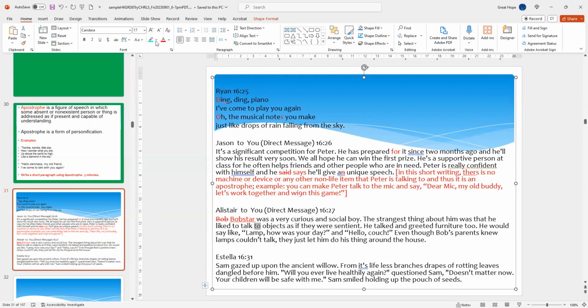Right, Alistair? Yeah. So hey, talking to furniture too. All right. So, well, don't use to, because if you say to, that means furniture is not object. They obviously are objects. So that's why you can say he talked to objects as if they were sentient. For example, he talked and greeted furniture. That would make furniture part of the general objects. Then make better sense. All right, Alistair?